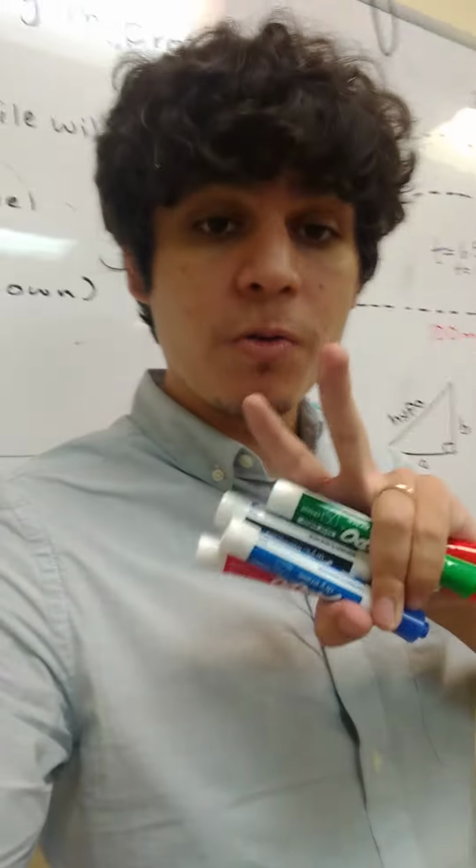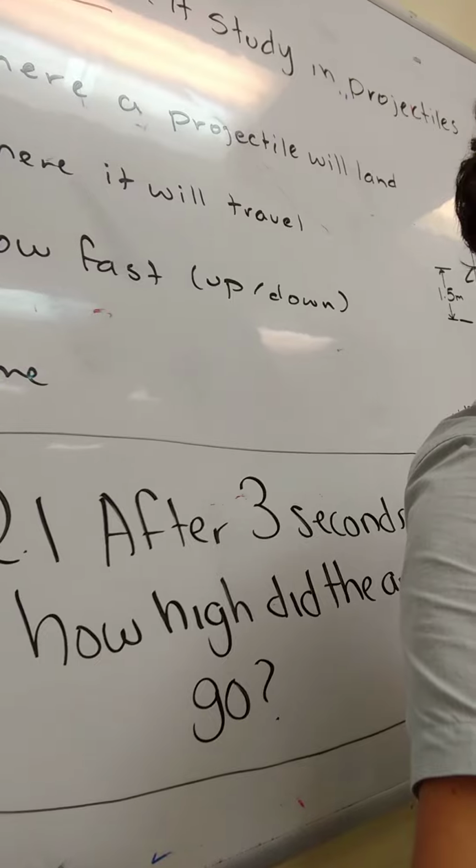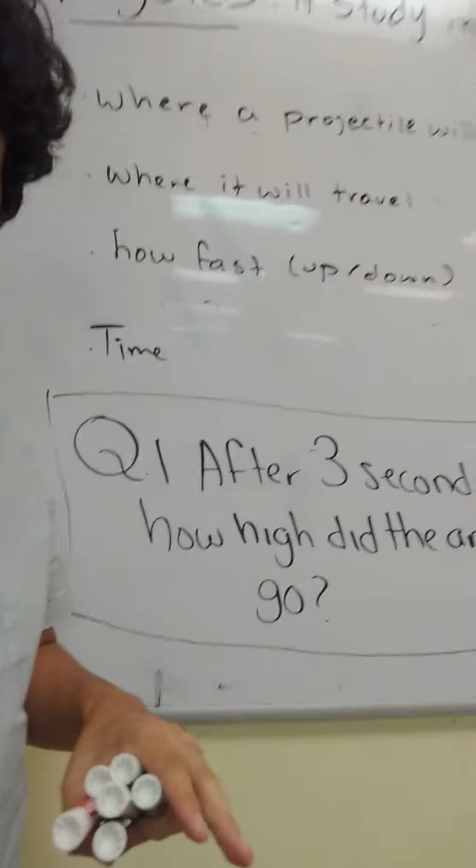Now, try this question out. Now that you know both velocities, after 3 seconds, how high does the arrow go? So after 3 seconds, how high does the arrow go? And let's see.